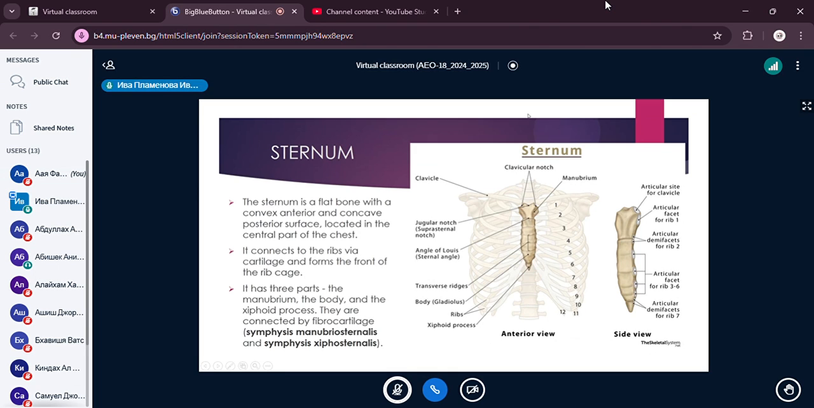What we have on the handle, on the manubrium. You can see some notches here. This one is the suprasternal notch or jugular notch, just on the superior side. After that, on both sides of the jugular notch, we have clavicular notch for the connection with the clavicle.